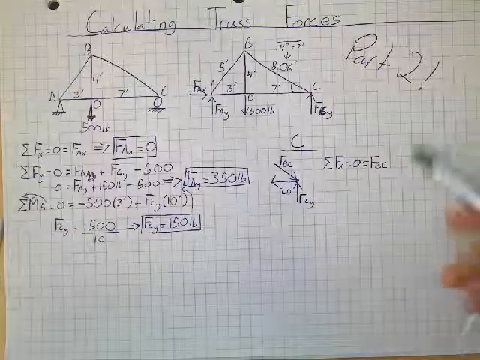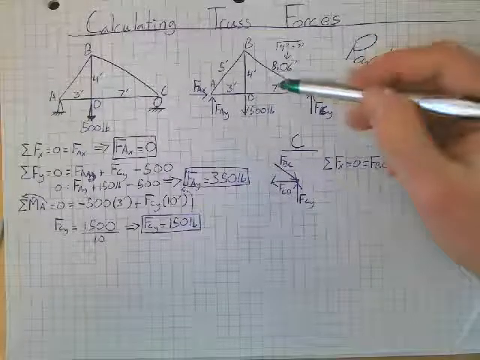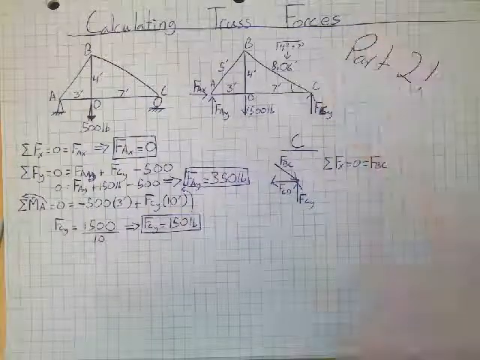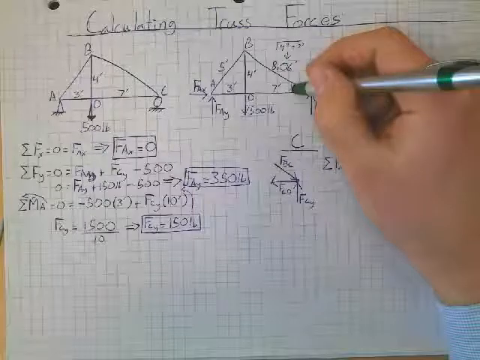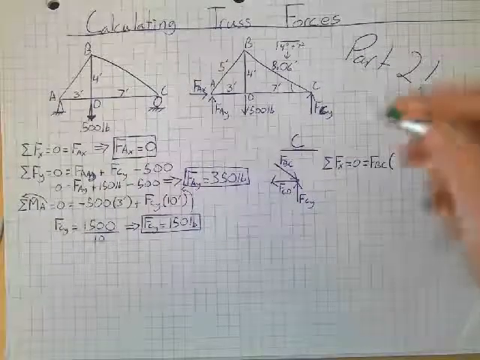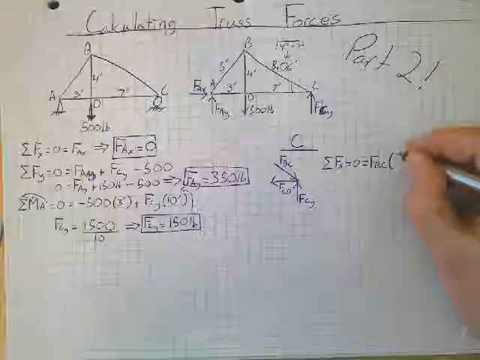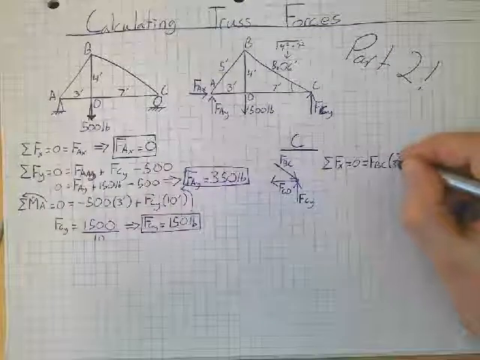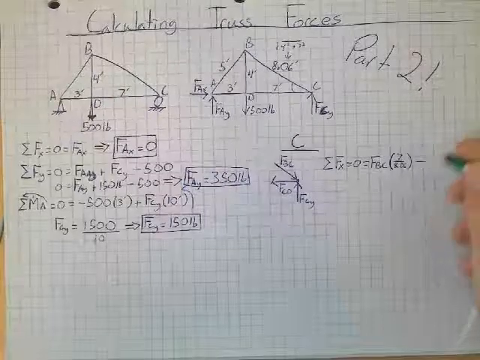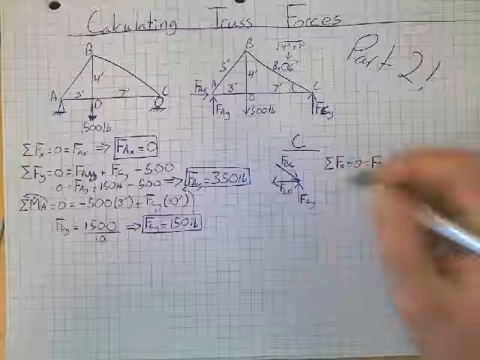Okay, so I'm back. My hypotenuse ends up being 8.06 because I did 4 squared plus 7 squared and took the square root. So for the cosine of theta, since I don't know this angle, I can take FBC times the cosine of theta, which is the same thing as saying 7 divided by 8.06. So I'm going to take FBC times 7 over 8.06, and then that will be minus FCD. I can't solve that yet, so I'll go here.